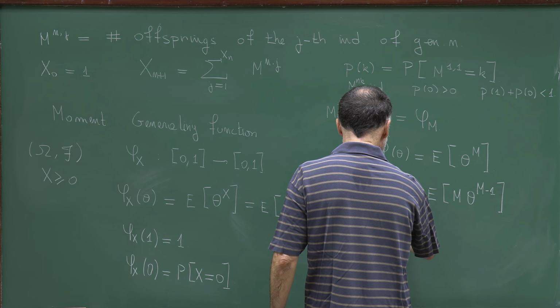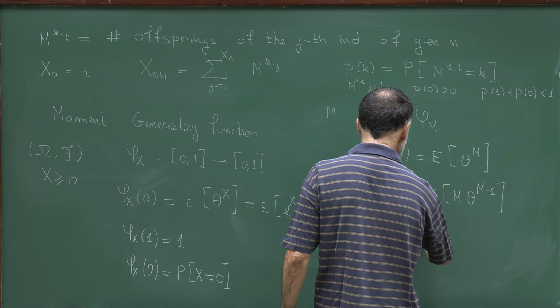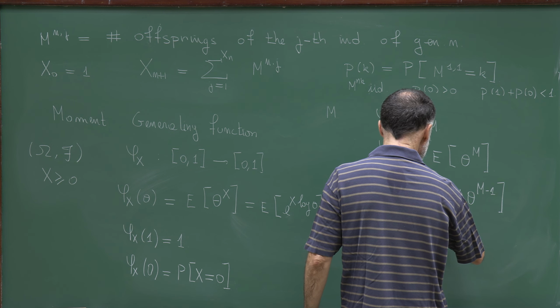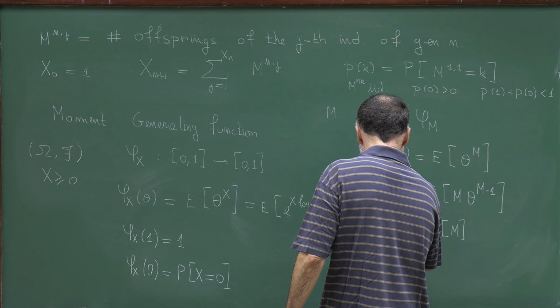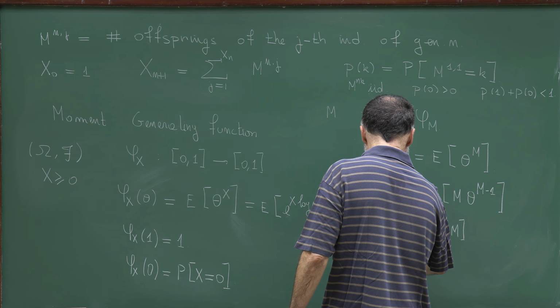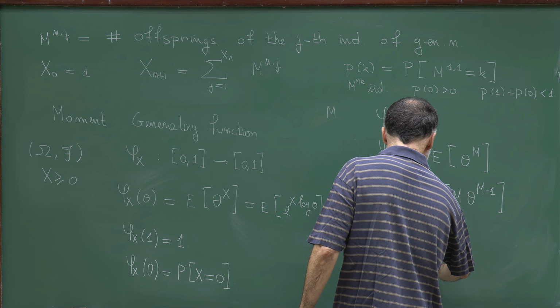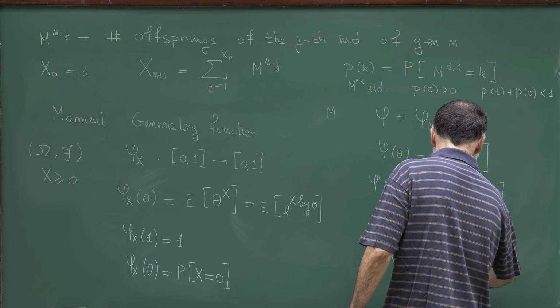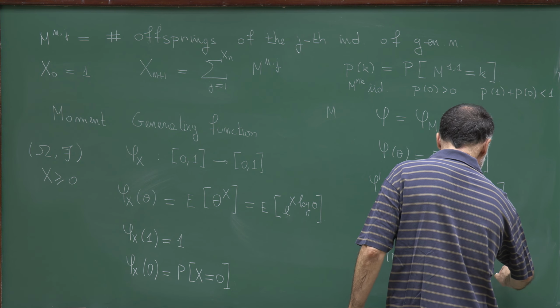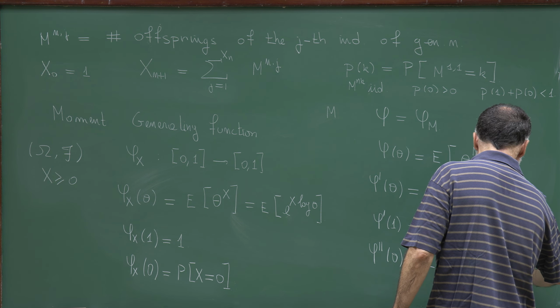Mind that if now I take the derivative and I compute it at 1, what I get is exactly the expectation of m. So the derivative of the moment generating function computed at theta equal to 1 gives me the first moment. Now if I take the second derivative in theta, then this is equal to the expectation of m times m minus 1 theta to the power m minus 2.